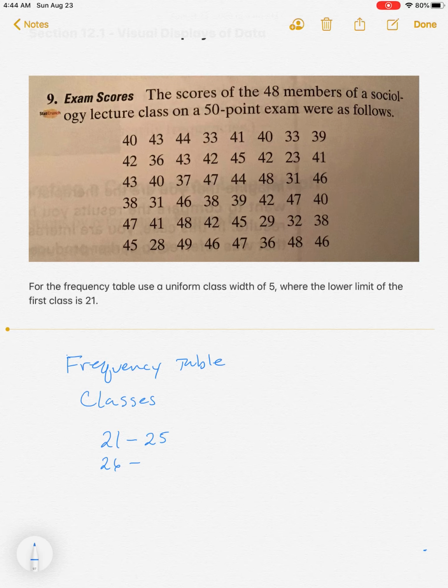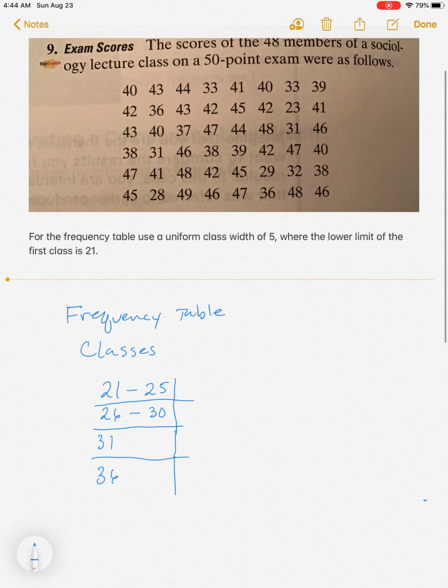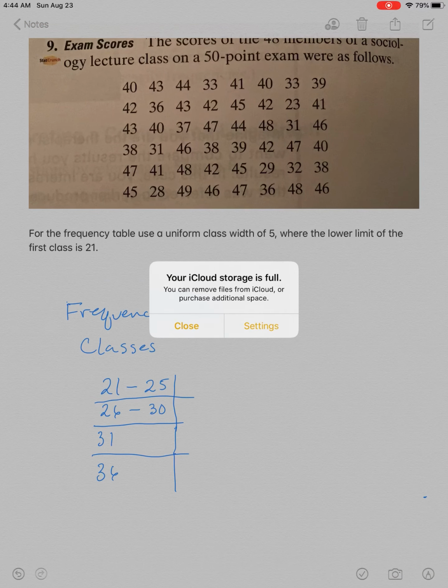My next class is going to go from 26 to 30. And you'll keep building this by adding 5 each time. Now notice that first class does have 5 distinct values: 21, 22, 23, 24, and 25. So it does have a class width of 5. But the class width tells me how to travel from one to the next. So 26 plus 5, well, that's 31. 31 plus 5, 36. And I know when to stop when I don't have any more data.